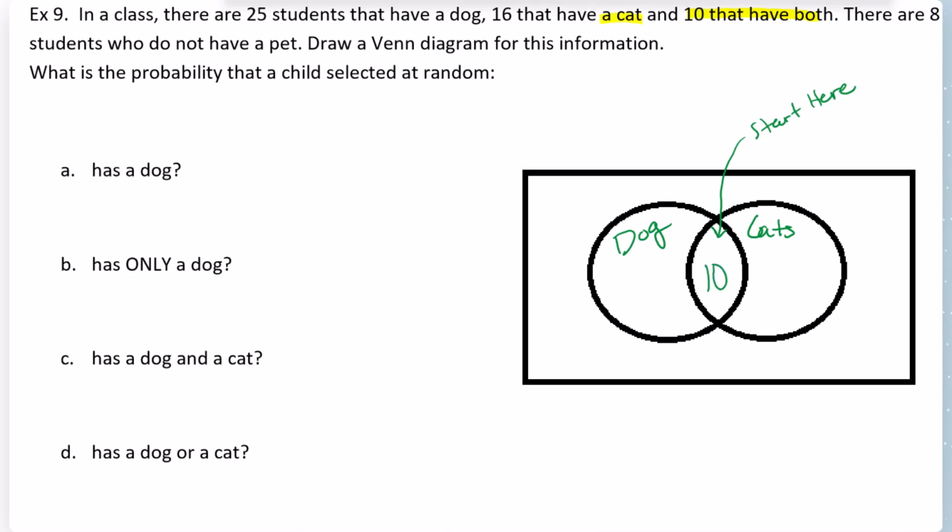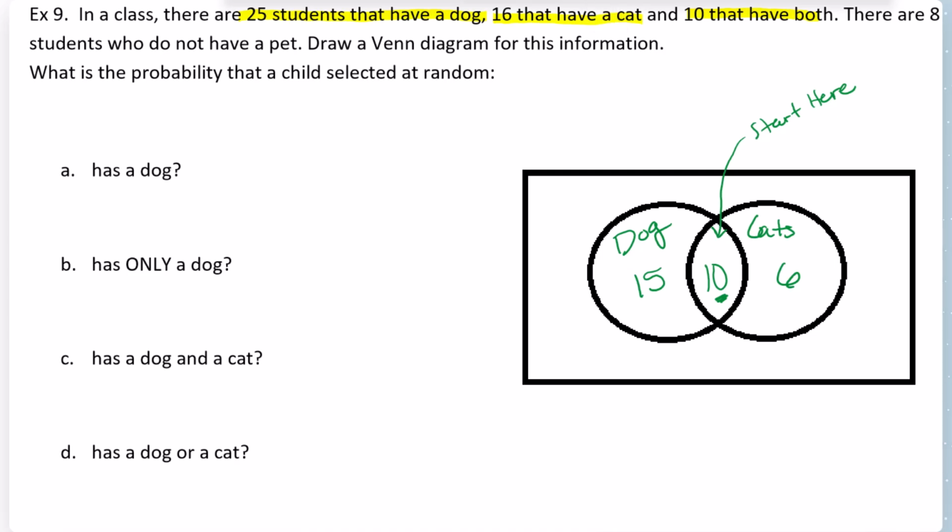And then backing up to 16 have a cat. Now remember, within the cat circle, we can only have 16. I already have 10 in the middle, so that leaves 6 on the right side of the cat circle. So that way there's 16 all together in the cat circle. In the dog, we have 25 students that have a dog. Again, we're only allowed to have 25 in the dog, so that leaves 15. So that we add the 15 and 10, we get 25 for the dog.